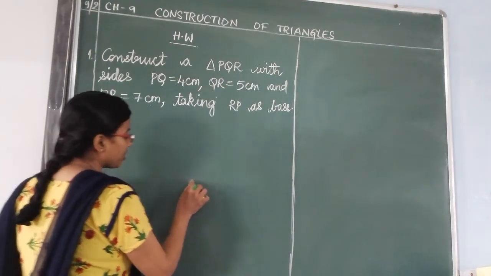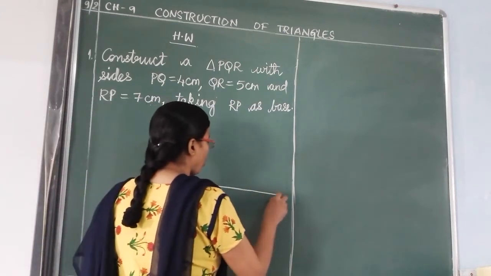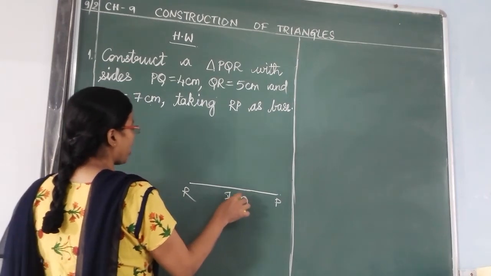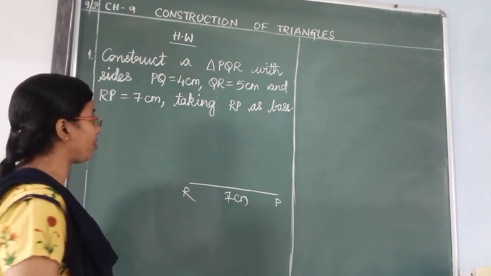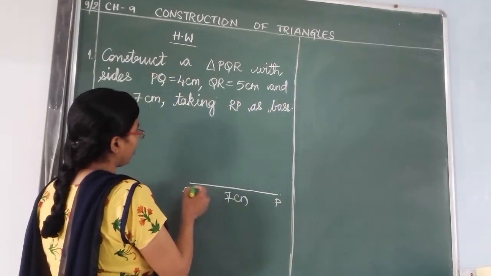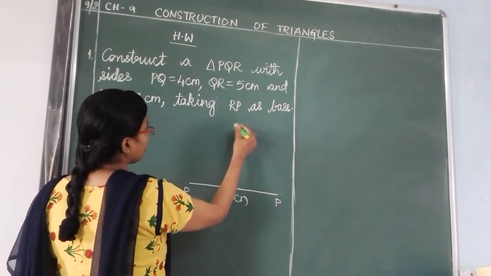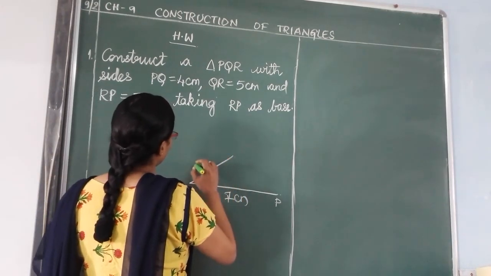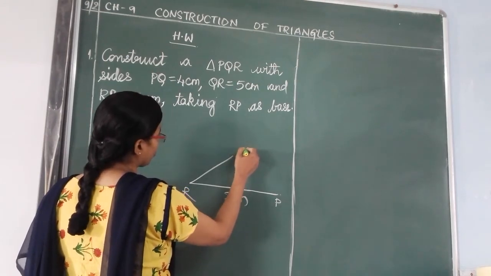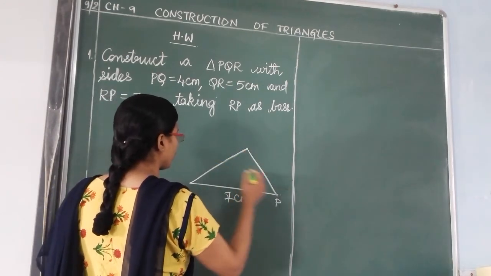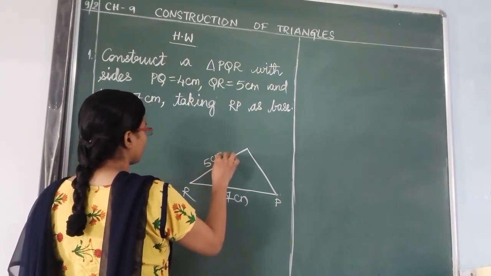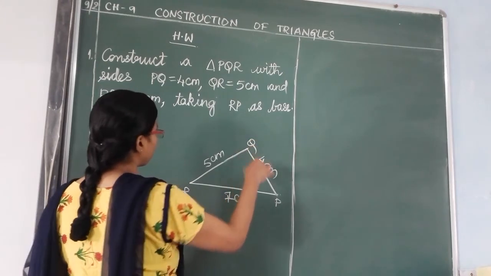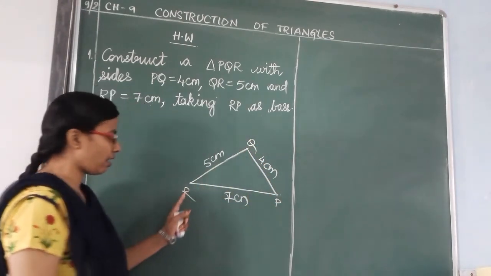I will draw the rough figure. Here you know that the longest side is RP and it is 7 centimeters. You have to take R as center and draw an arc. So QR is 5 centimeters, and somewhere here we are going to get Q. So this is going to be longer and this is going to be shorter. This is 5 centimeters and this is 4 centimeters. This is the approximate shape of the figure. Okay, P, Q and R.